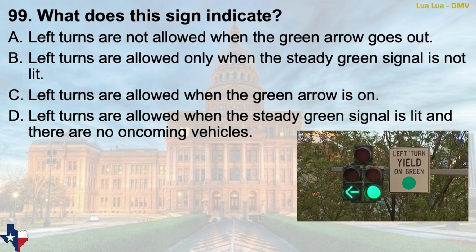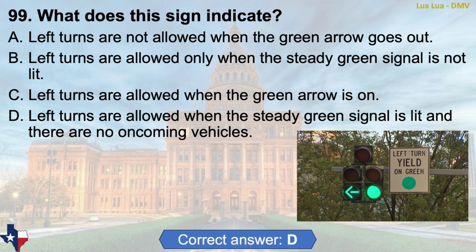Question 99. What does this sign indicate? A. Left turns are not allowed when the green arrow goes out. B. Left turns are allowed only when the steady green signal is not lit. C. Left turns are allowed when the green arrow is on. D. Left turns are allowed when the steady green signal is lit and there are no oncoming vehicles. The correct answer is D. Left turns are allowed when the steady green signal is lit and there are no oncoming vehicles.